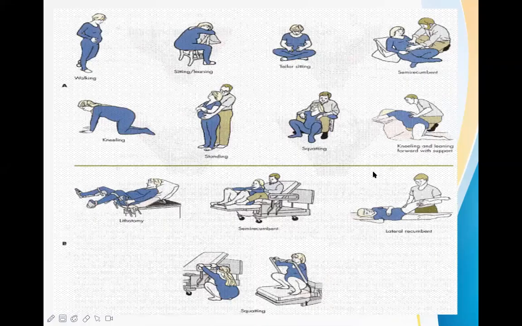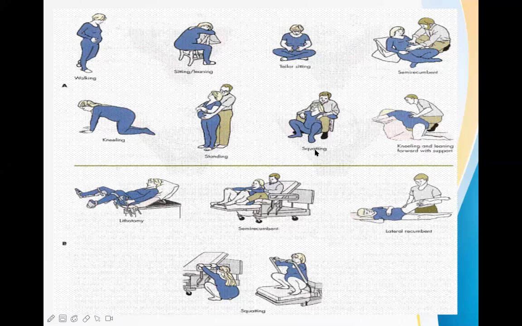Now, all of you, please focus on your screen. See here, these are the different types of positions. See this, walking. This is sitting or leaning forward. This is tailor sitting position. This is called semi-recumbent position. This is kneeling position. Here is a standing position, and the person is giving her support from the backside. This is squatting position. It's a choice.